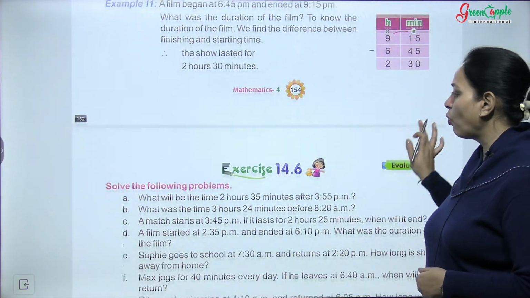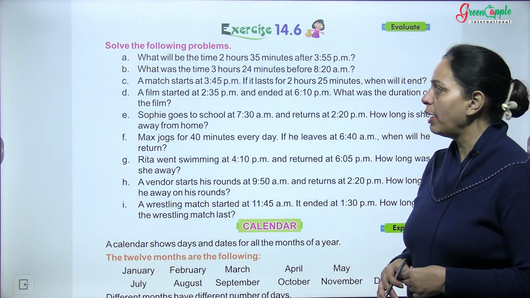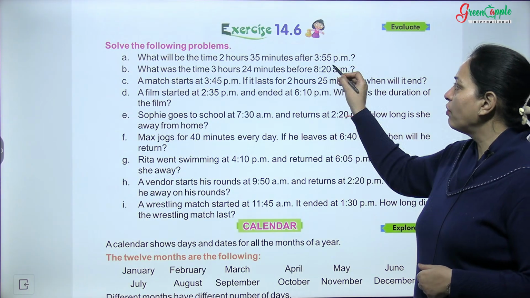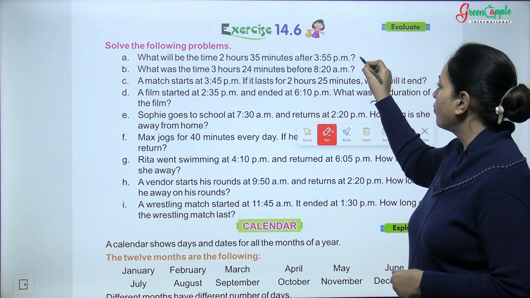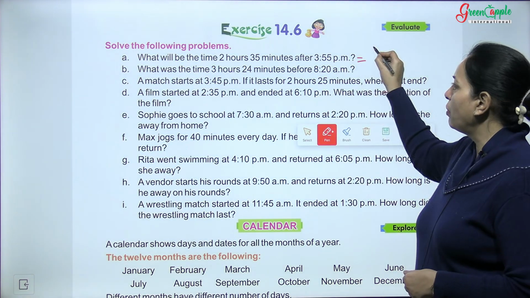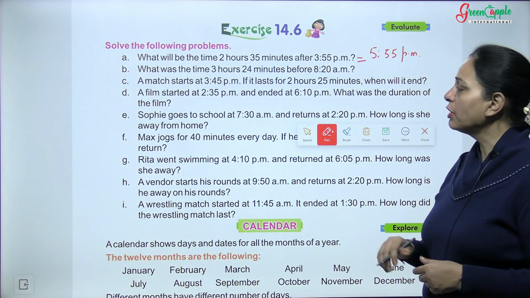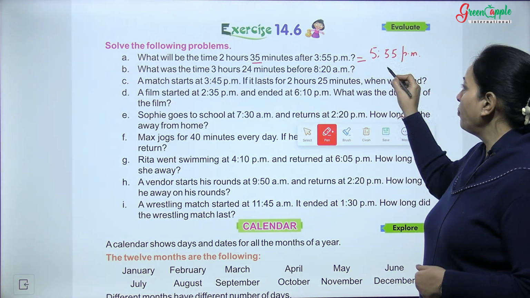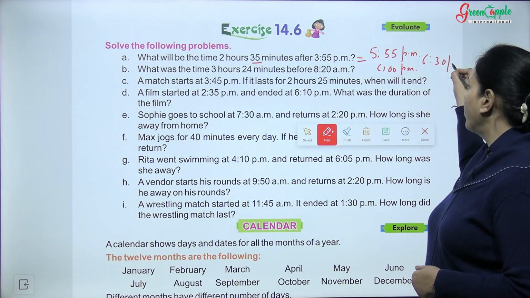Now exercise 14.6 based on such types of examples. See, solve these problems. Part A: what will be the time 2 hours 35 minutes after 3:55 p.m.? So after 3:55 p.m., after 2 hours, it would be 5:55 p.m. But we have to add 35 minutes more. So add 5 minutes, then 6 p.m. Now 30 minutes left. So 6:30 p.m.